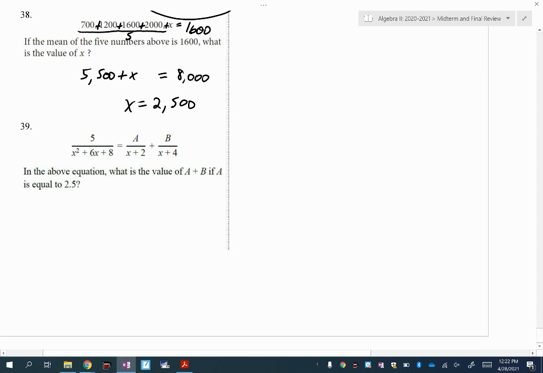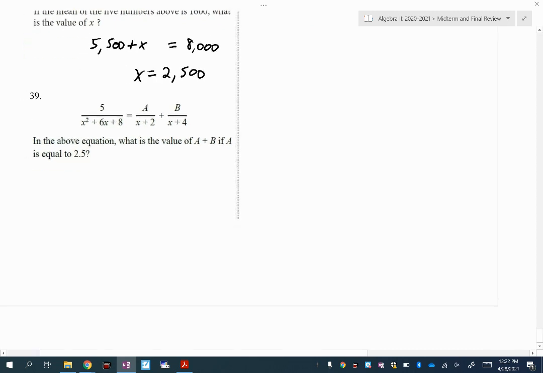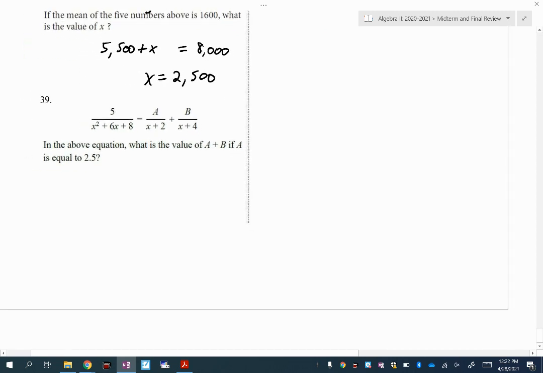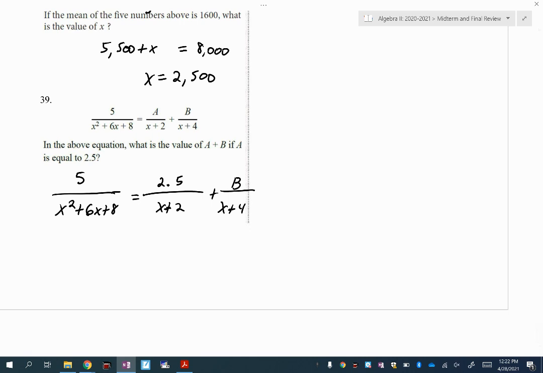Okay, 39. Oh, this one was pretty tough. I'm probably going to use a lot of room for 39. It says, in the above equation, what is the value of a plus b if a is equal to 2.5? They're just trying to mess you up. If you wrote 2.5 here for a, what most students are going to do is look at this and think, oh, if I look at the top, a plus b equals 5, so b is also 2.5.